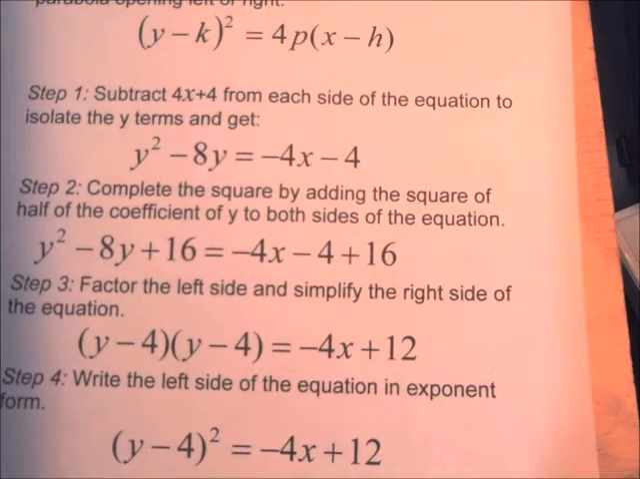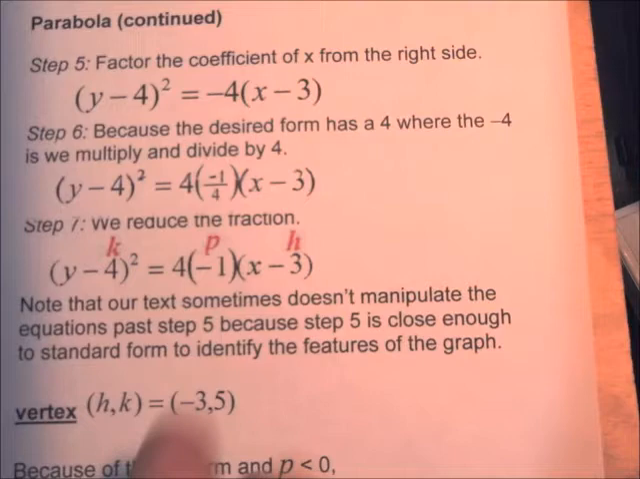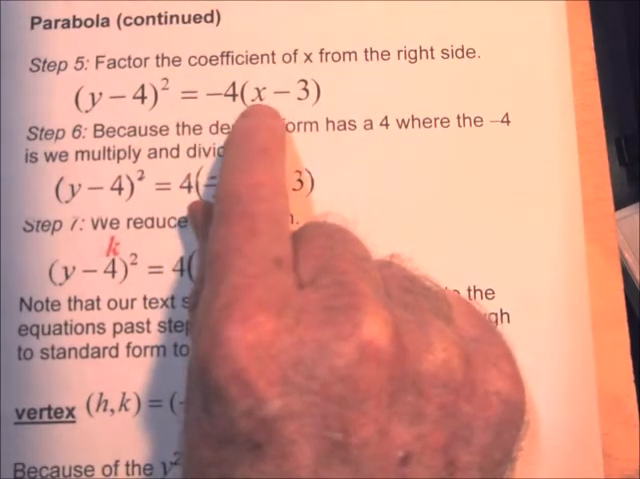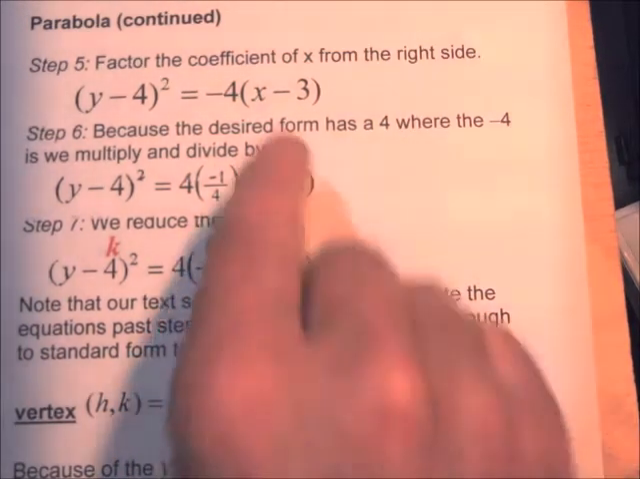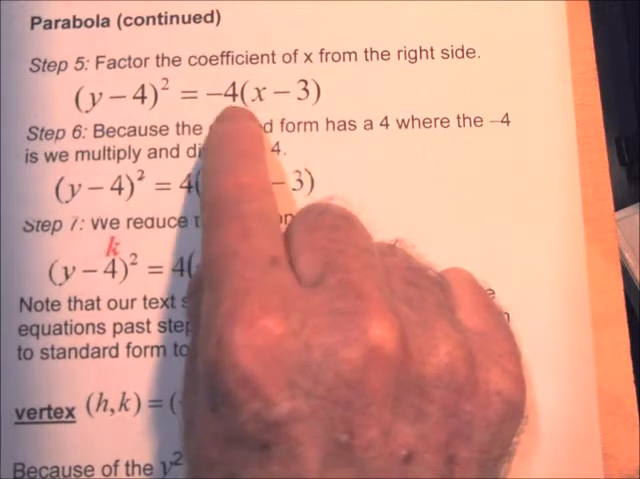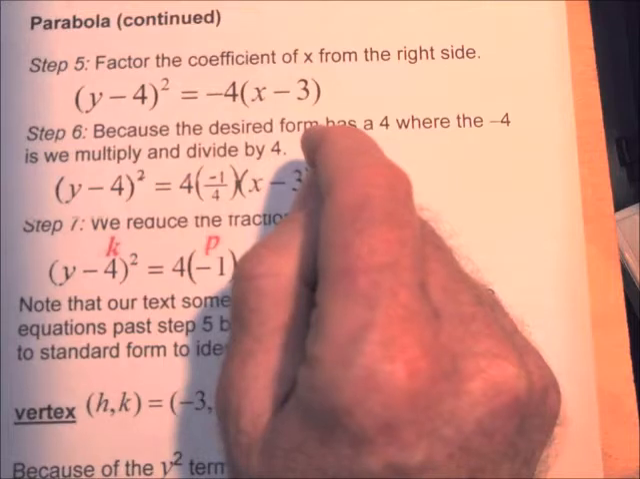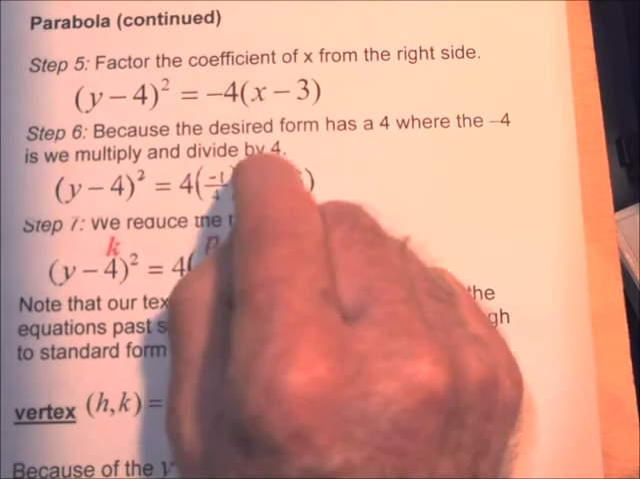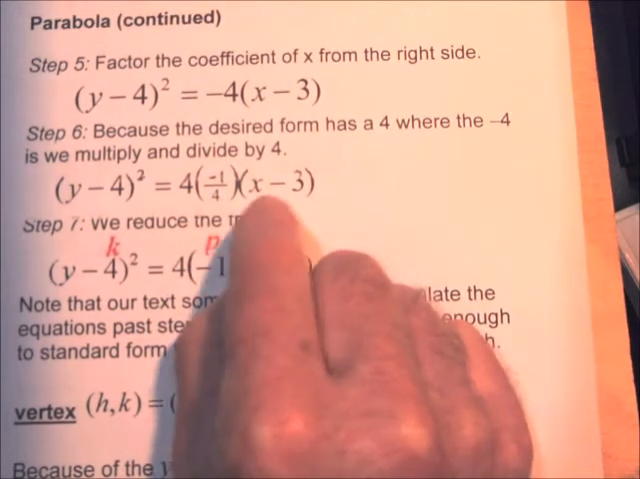Okay, so now we want to factor the coefficient of x, factor that out. So on the right side of the equal sign, we have negative 4 times the quantity x minus 3. And we want this in the form of 4 times p. So we want to divide by 4 and multiply by 4. So we can write this as 4 times negative 1 over 4 times the quantity x minus 3.